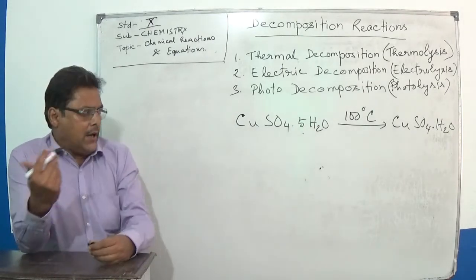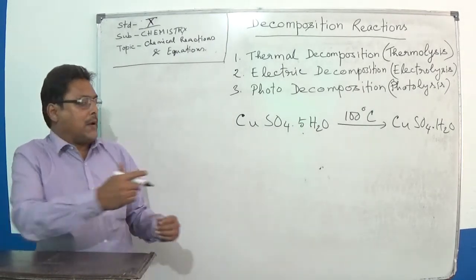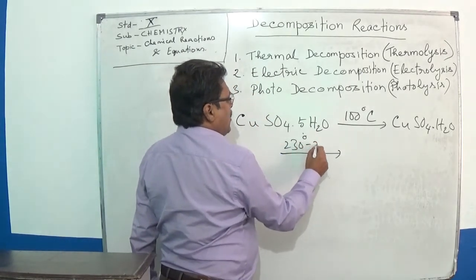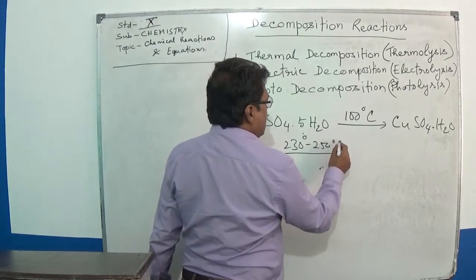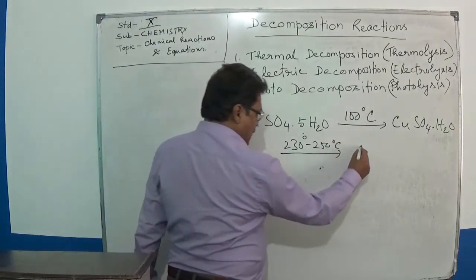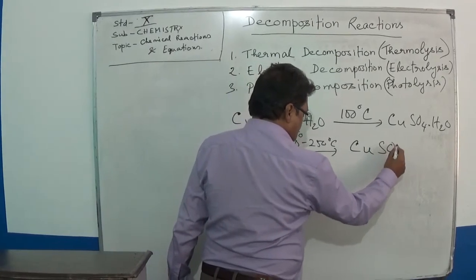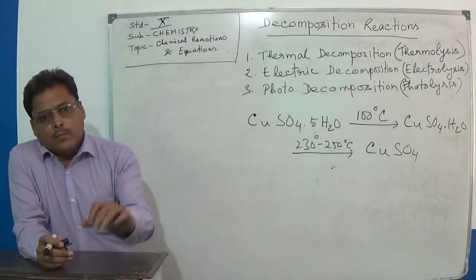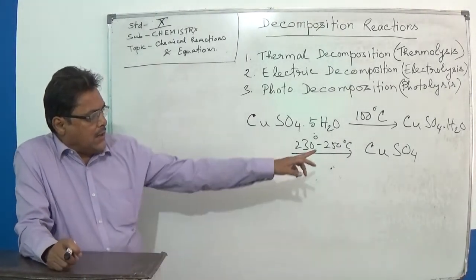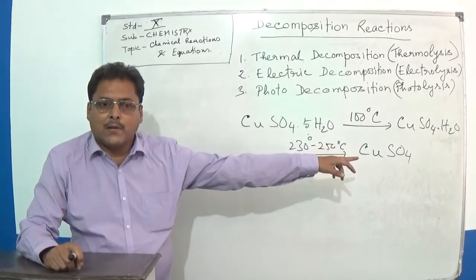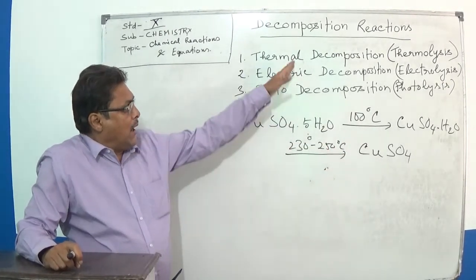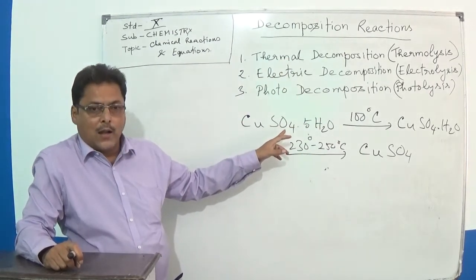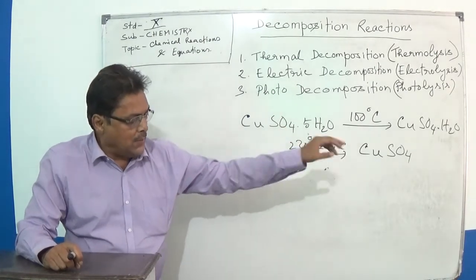If we go on heating further, at a higher temperature, say we heat it to 230 to 250 degrees Celsius, now the last molecule of water of crystallization will go and vaporize. And now it is anhydrous copper sulfate. This is where extra heat energy decomposes a complex substance into simpler substances.